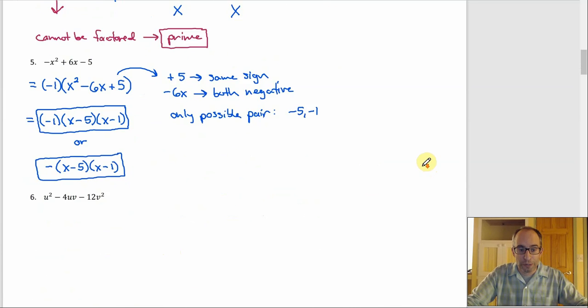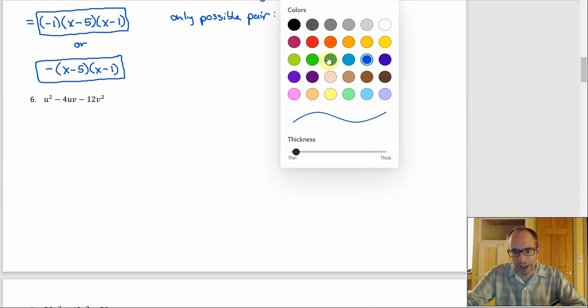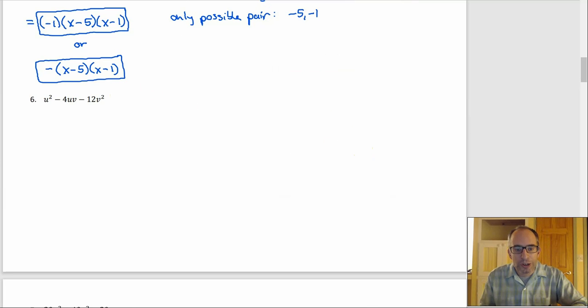Problem 6 looks harder, and it's not. I guess that's really the point. Yes, there are two variables. It looks like you have to do more things, but think about how this would work with foiling, right? Basically what you're doing now is you're still looking for an m and an n. It's just that now you're trying to make it look like this, where you have it be mu plus mv times mu plus nv.